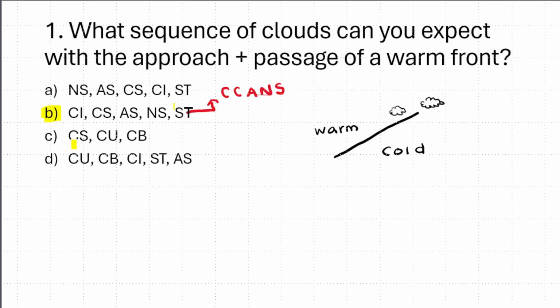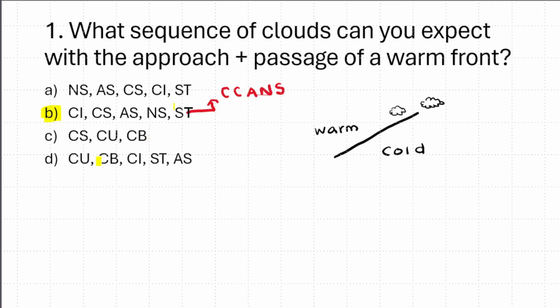C starts with cirrostratus, cumulus, and then cumulonimbus. We know that with our warm front, we're going to have more horizontally layered, less vertically developed clouds. And in this answer here, we have cumulus and cumulonimbus. Those are pretty vertically developed and they're going to come with quite drastic weather changes. So this one also wouldn't be correct.